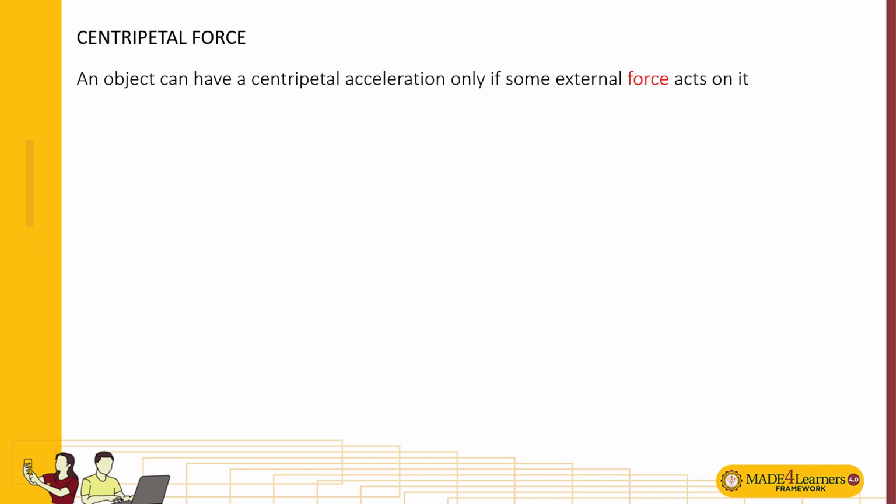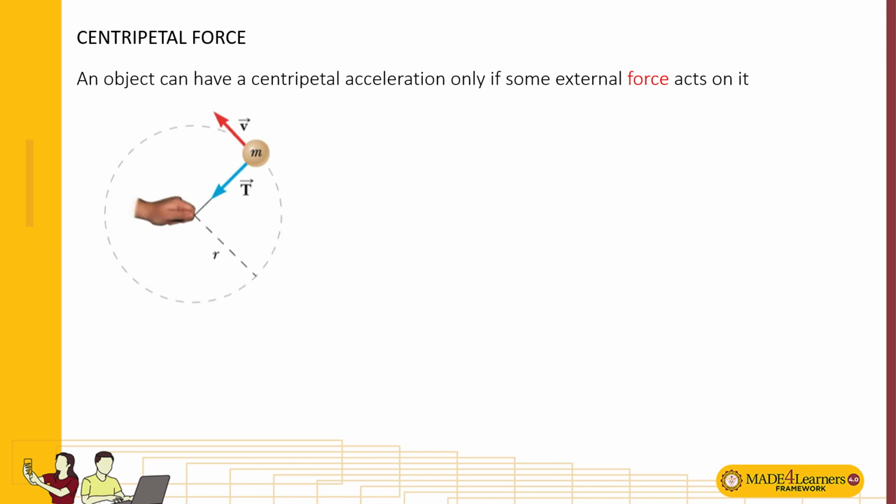We have learned from the rotational kinematics video what rotational acceleration is. So we now go to the force that causes the rotational motion. So it's the centripetal force. The object will move in a circular motion, rotational motion, only if some external force acts on it. And specifically, it's called centripetal force.